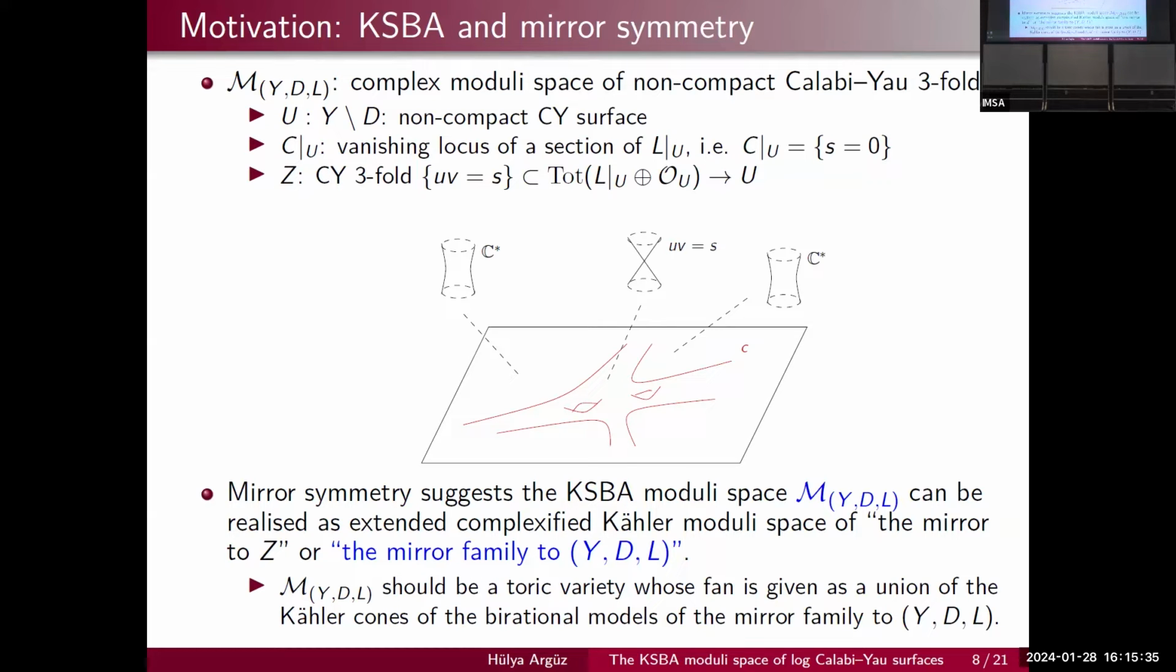And then mirror symmetry proposes that this KSP moduli space should be realized as the extended complexified scalar moduli space, which actually appeared quite a lot in Hiroshi's talks. He called this the global scalar moduli space of the mirror to Z. But when I usually talk, I will not say the mirror to Z. Z can be thought of like families of (Y,D,L), so I will call it the mirror family to (Y,D,L). So the mirror symmetry expectation is to visualize the KSP moduli space as a mirror family to (Y,D,L). And again, very vaguely, one should expect to view this scalar moduli space as a toric variety whose fan is the union of scalar or ample cones of the birational models of the mirror family to (Y,D,L).